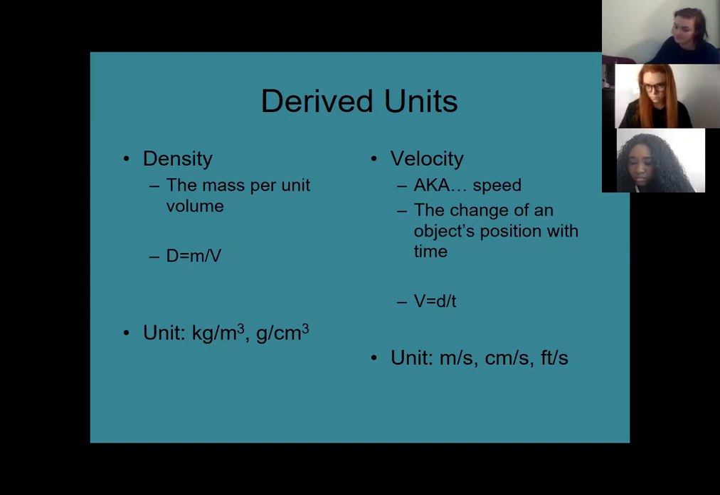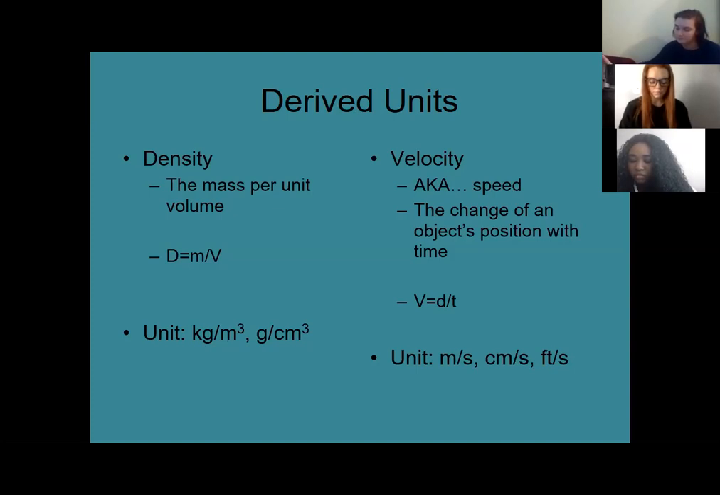is velocity. When you think of velocity, I think of speed. How fast are we going? A more technical definition of velocity is that velocity is the change of an object's position with time. So for example, if I'm driving my car at 50 miles per hour, in 1 hour's time, I will be 50 miles away from where I am right now.